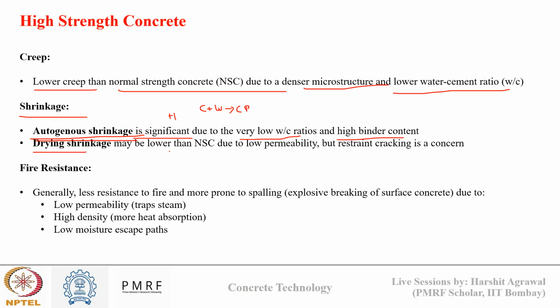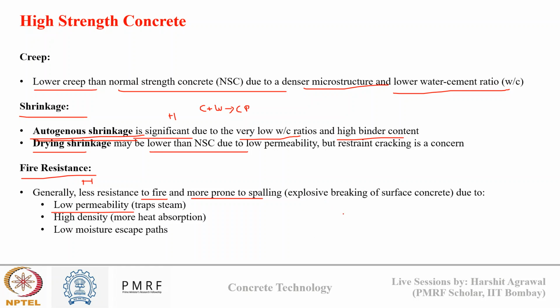However, drying shrinkage may be lower than normal strength concrete because we have lower water content. So there are lesser chances of water evaporation to occur, so drying shrinkage chances are lower. However, in terms of fire resistance, generally high strength concrete is less resistant to fire and more prone to spalling or surface delamination due to fire. Why? Because there is low permeability in high strength concrete.